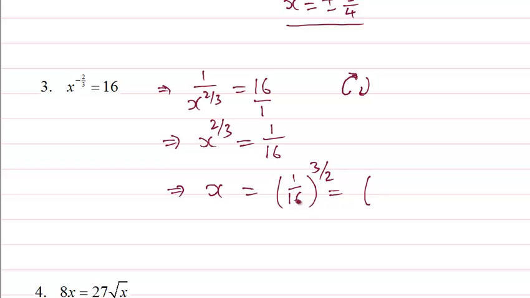So the square root of 1 over 16 is 1 over 4. Then you're going to cube it. So you get 1 over 64. But if you say it's plus or minus, then say plus or minus there. That would also work.